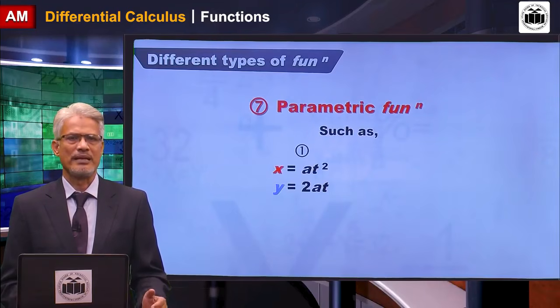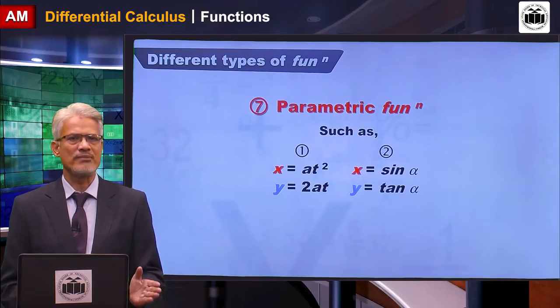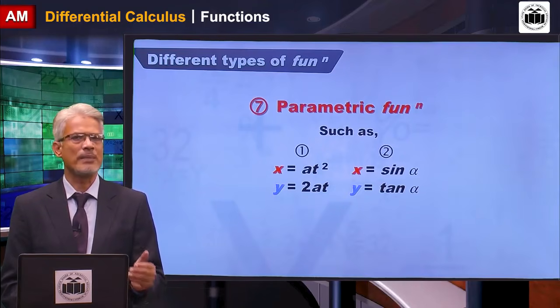You see, x is equal to at square and y is equal to 2at. X is defined in terms of t, y is defined in terms of t. That's why x and y are related through t. Therefore, these are examples of parametric functions and t is the parameter.